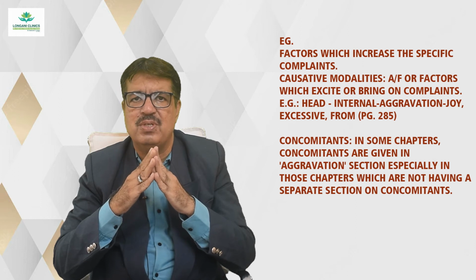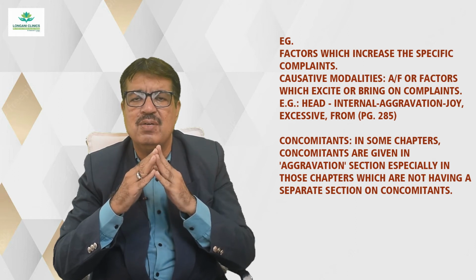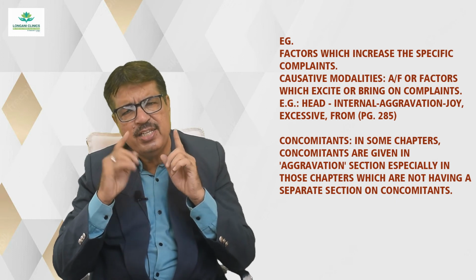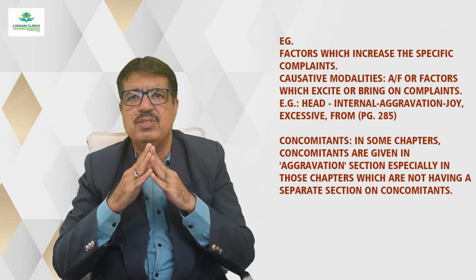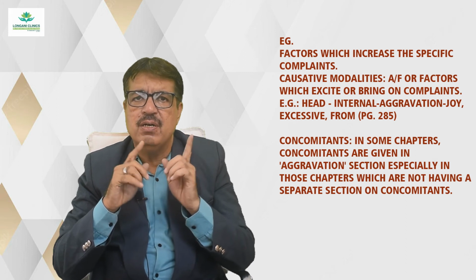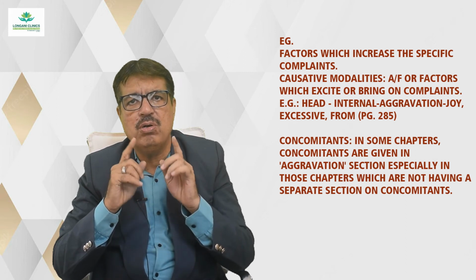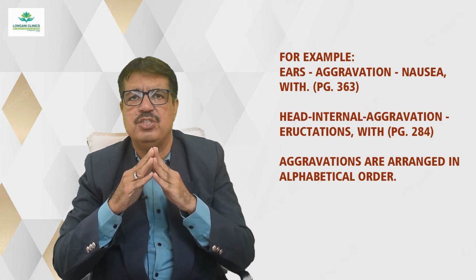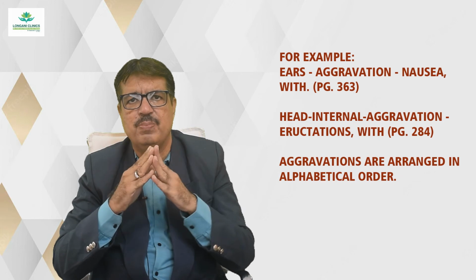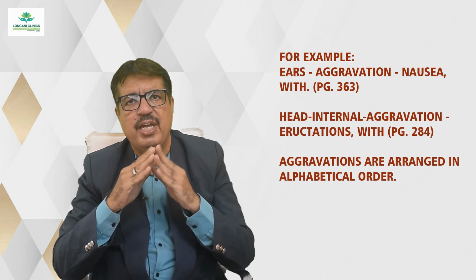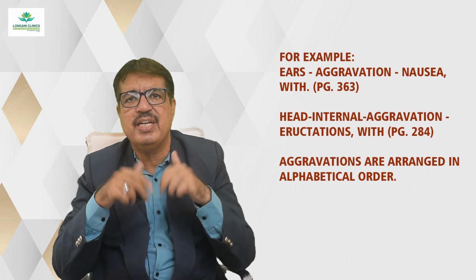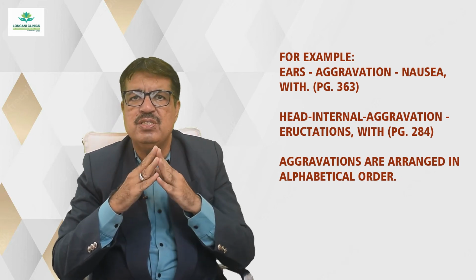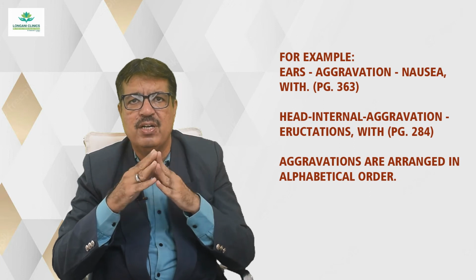Concomitants in some chapters are given in the aggravation section, especially in those chapters which do not have a separate section on concomitants. For example, ears, aggravation, nausea with, you will find on page number 363. Head, internal, aggravation, irritations with, page number 284. Aggravations are arranged in alphabetical order.